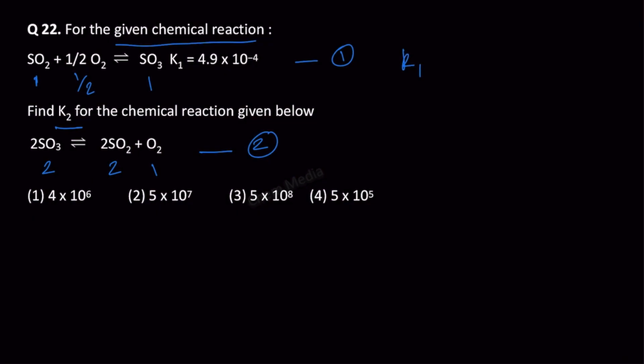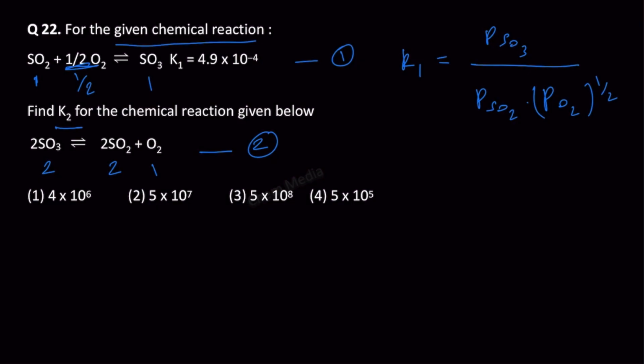So, K1 we will write this way: K1 is equal to partial pressure of SO3, because the equilibrium constant is products raised to the respective stoichiometric coefficients divided by reactants raised to the respective stoichiometric coefficients. So, partial pressure of SO3, that is products, divided by partial pressure of SO2 times partial pressure of O2 to the whole power 1 by 2, because we have 1 by 2 as our stoichiometric coefficient.